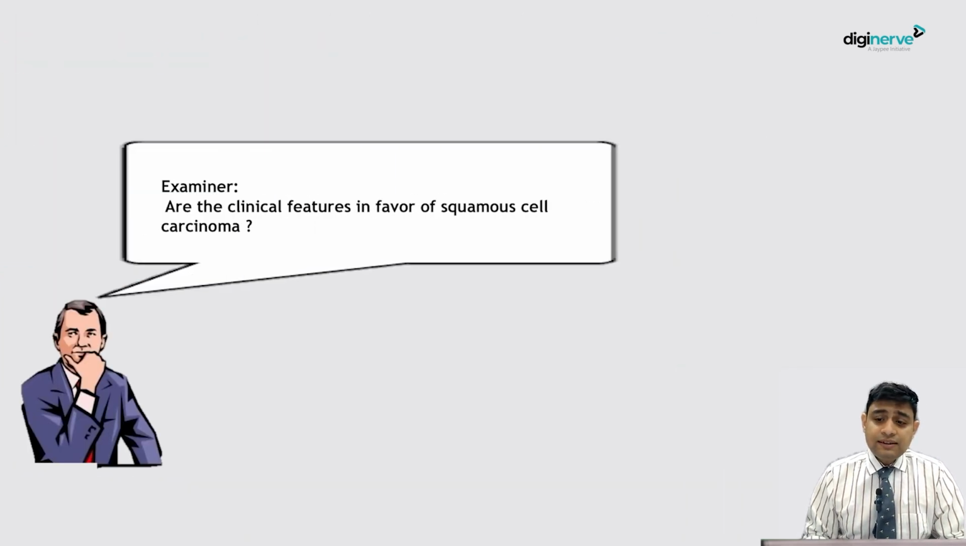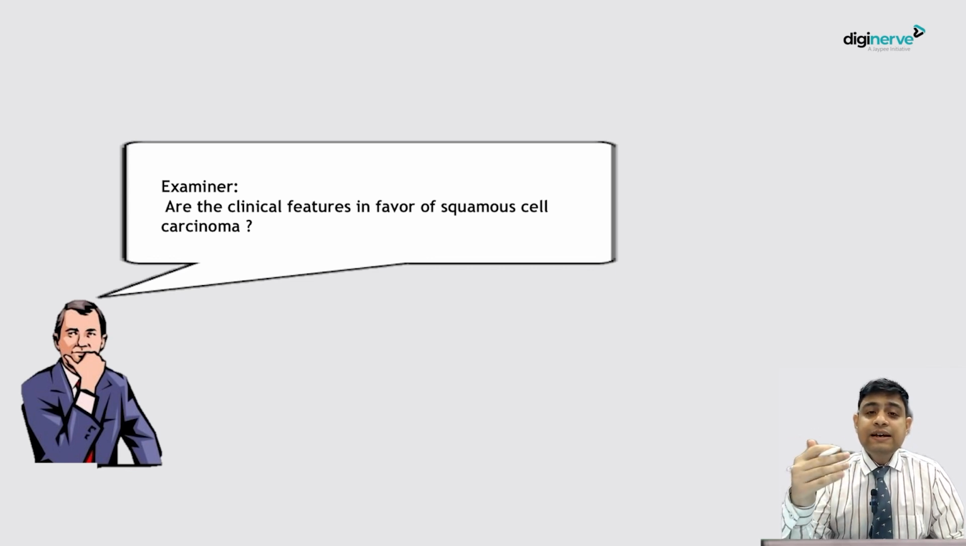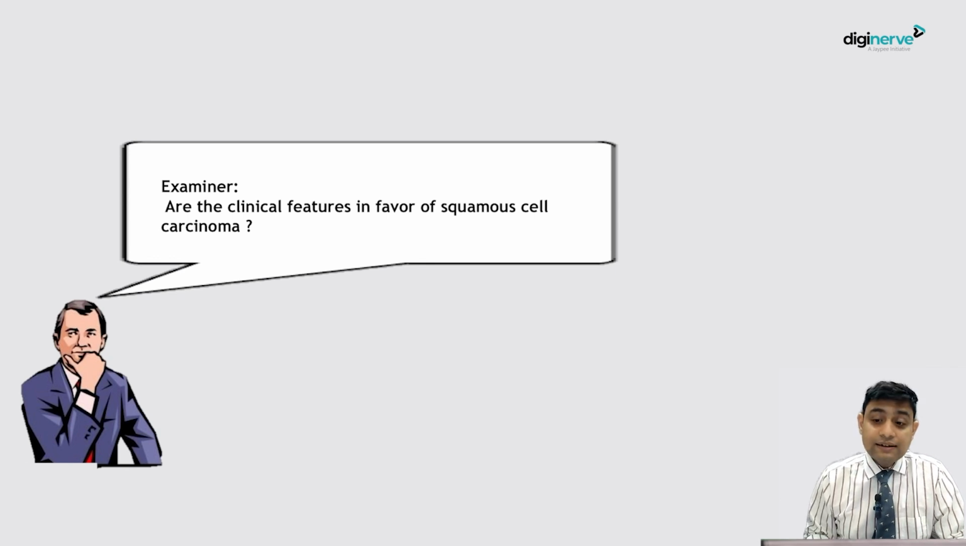Now the examiner asks us, are there clinical features in favor of a squamous cell carcinoma? If you keep a Marjolin's ulcer for a very long time, it starts to become malignant and it becomes a squamous cell carcinoma.